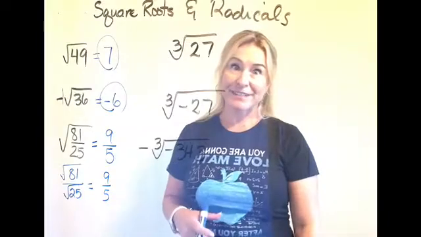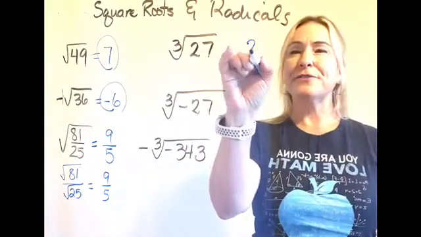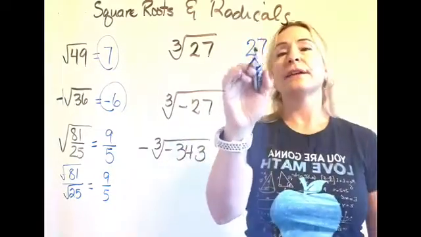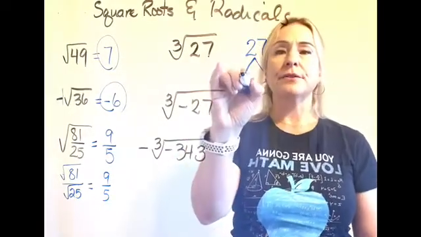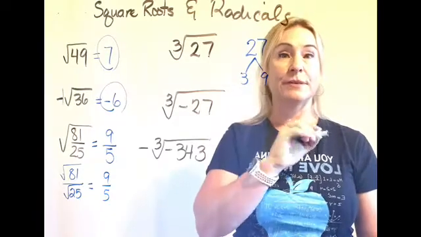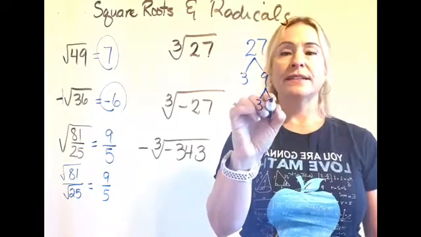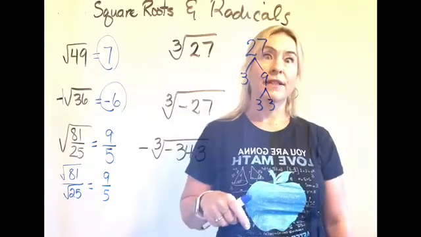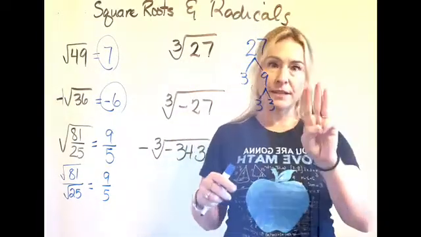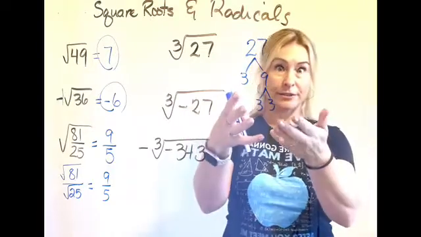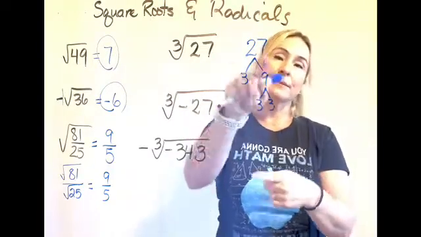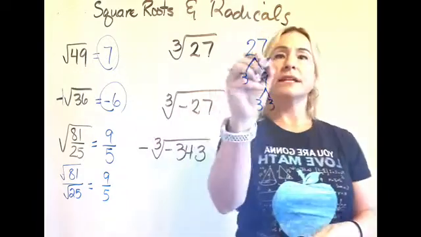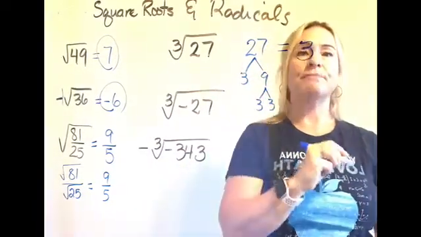Remember factor trees? We're just going to find a grouping of 3. So when I think of 27, I'm going to think 3 times 9 gives me 27. And then a 9 is a 3 and a 3. Well, whenever we have an index of 3, that means I need to have 3 identical integers that multiply together to make that number. And it just so happens 1, 2, 3, I have 3 3's. So the answer to this one is 3.